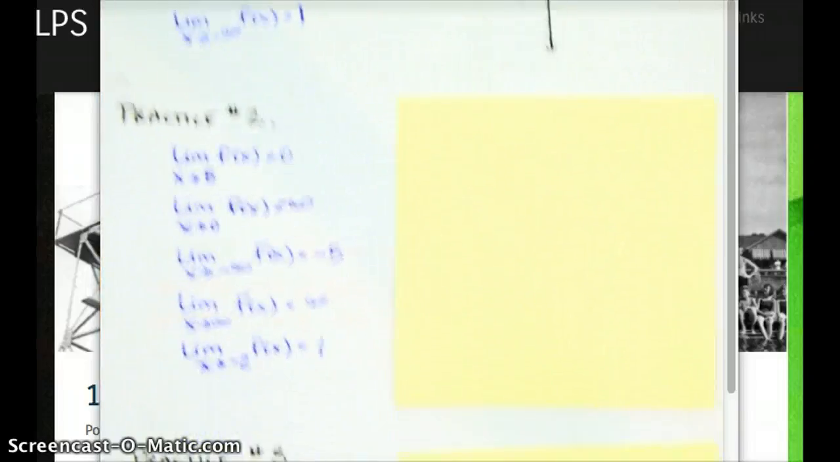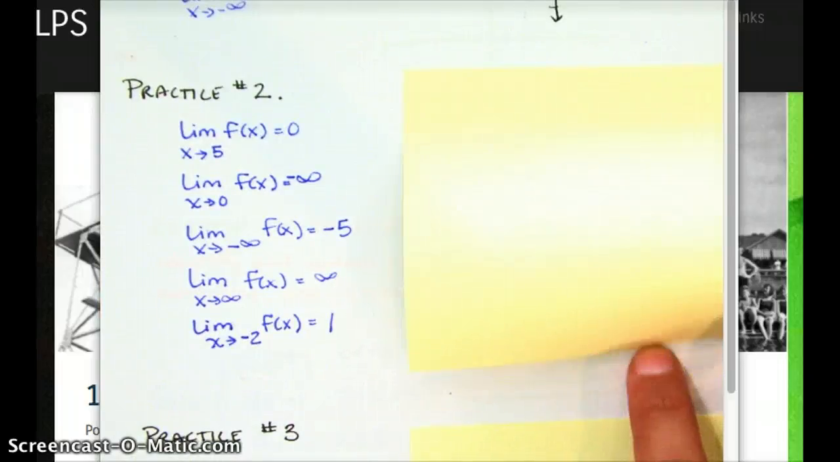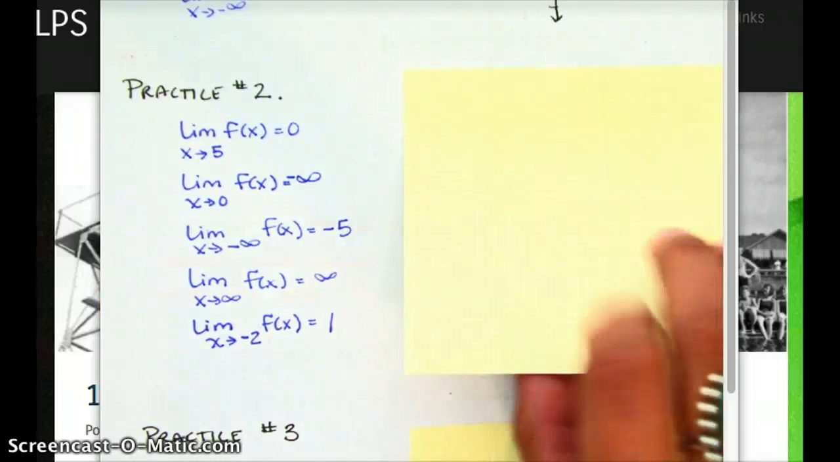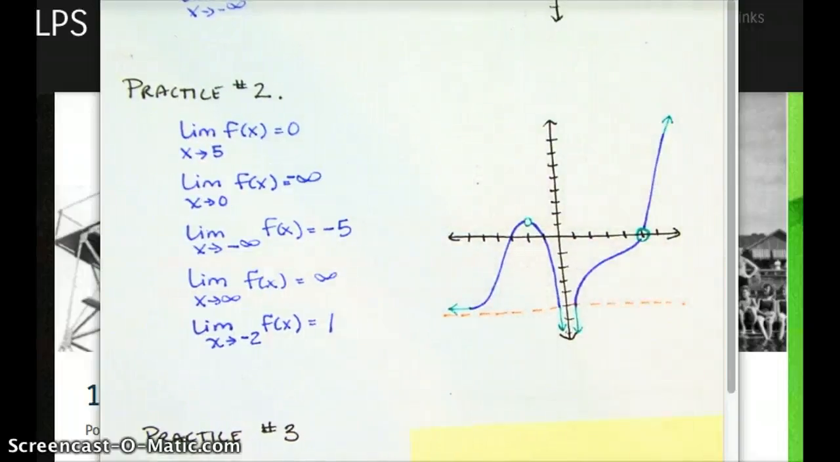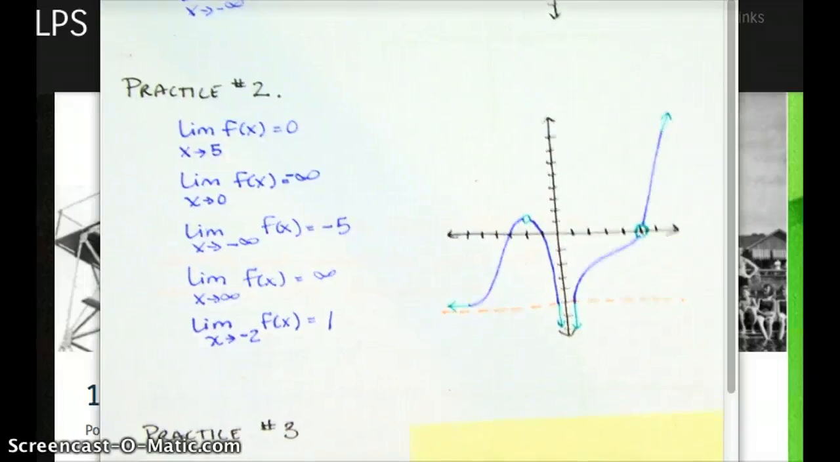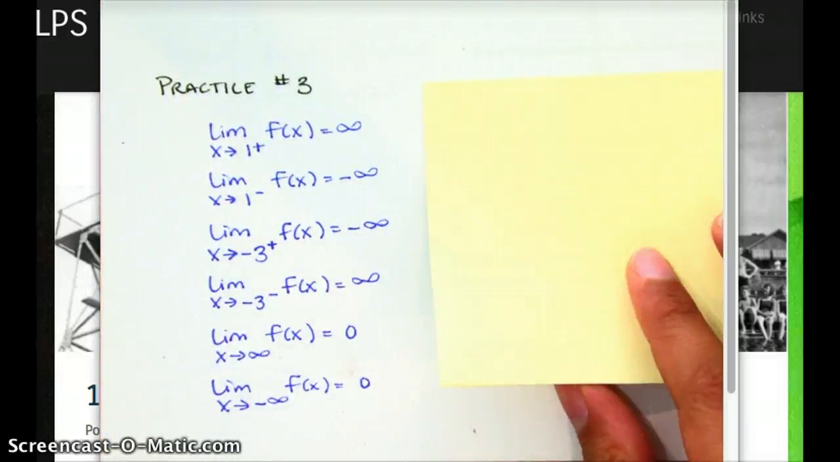Here's your second practice problem. When you're ready to see my graph, go ahead and press play. And third practice problem. When you're ready to see the answers, go ahead and press play.